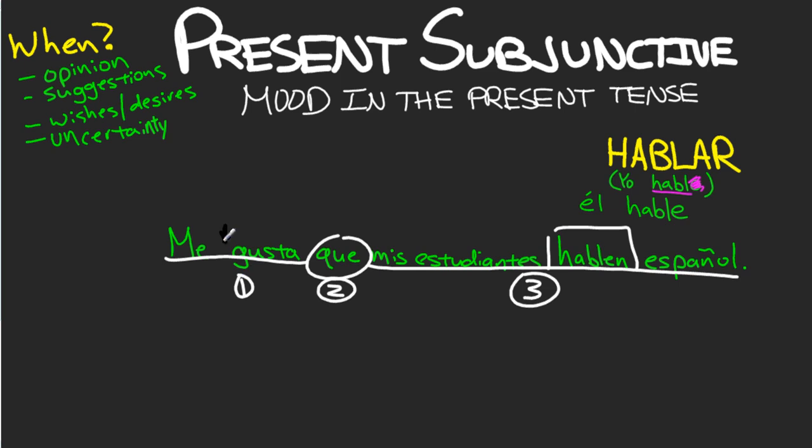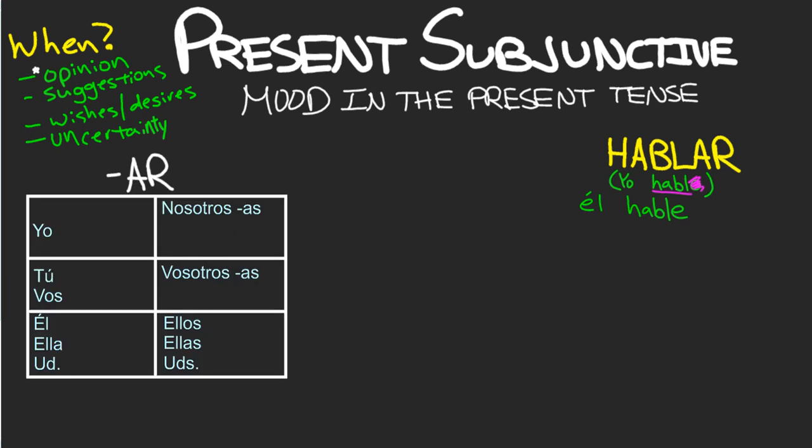And it's because I use the phrase "me gusta" that required me to conjugate the verb hablar in the subjunctive mood, because "me gusta" implies opinion. Now when it comes to the endings for the subjunctive, they're not too complicated, but it might get a little confusing because of how similar they look to the conjugations in the indicative mood.